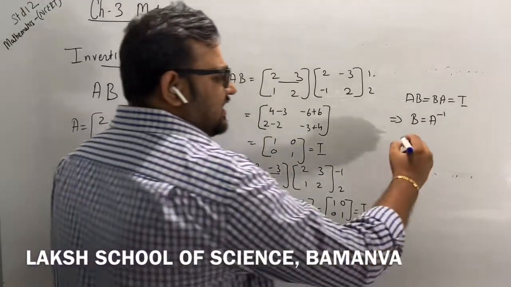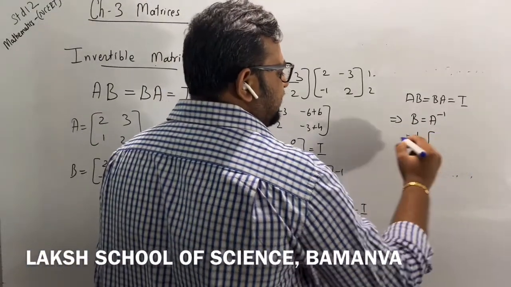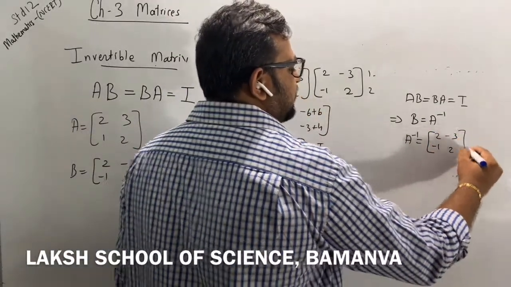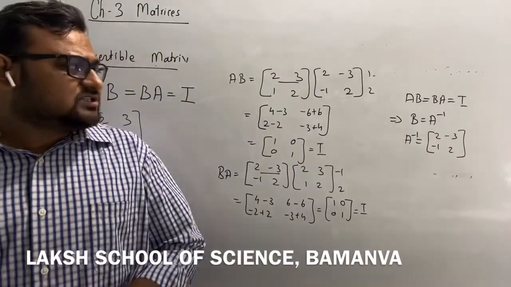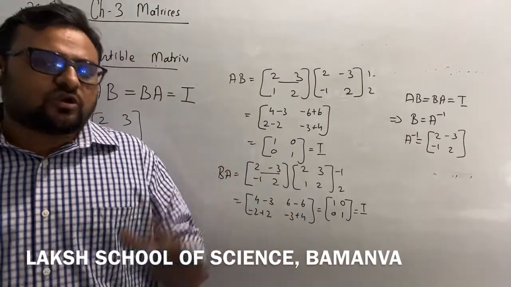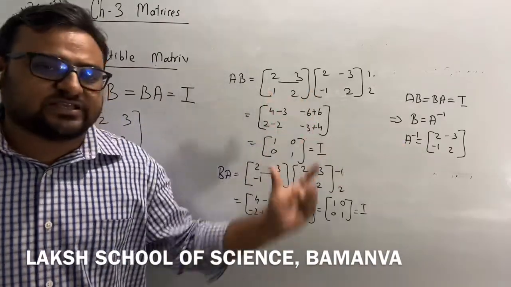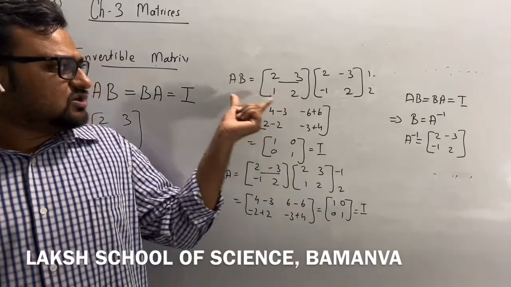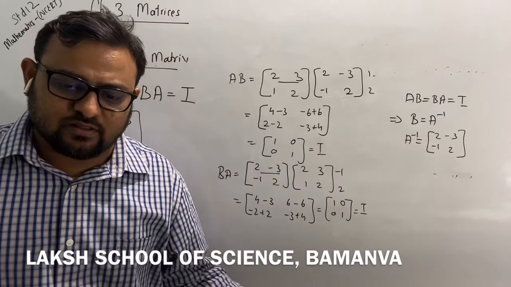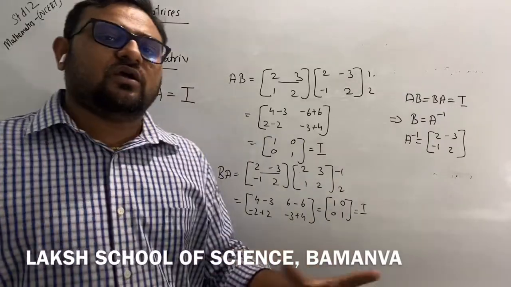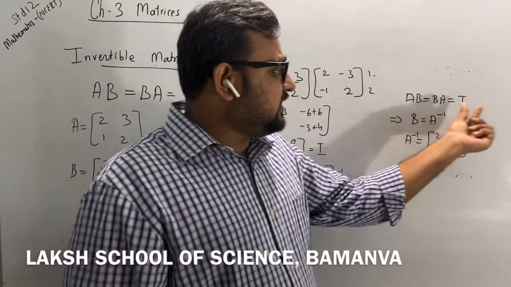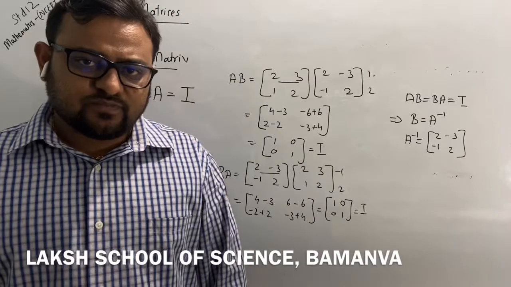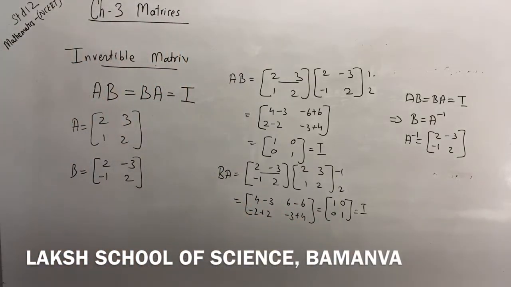Okay, so I can write it down. If A is equal to 2, 3, 1, 2, then A inverse is 2, minus 3, minus 1, 2. Clear? So I have only taken this as an example. You are not going to find the inverse of a matrix this way. You cannot select any matrix randomly. I had just proved it using an example. So by this way, if AB is equal to BA equal to I, then the other matrix is called the inverse of the first. Okay, clear? So just note down this point.